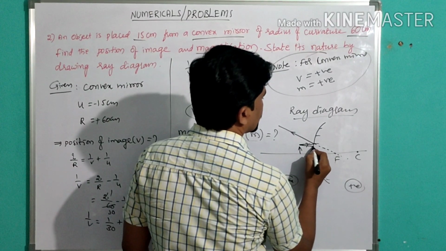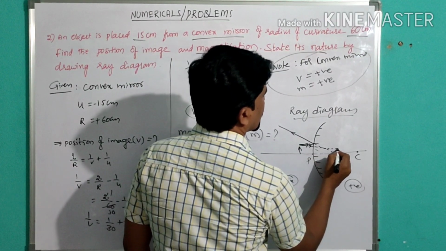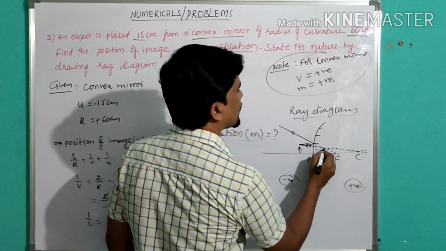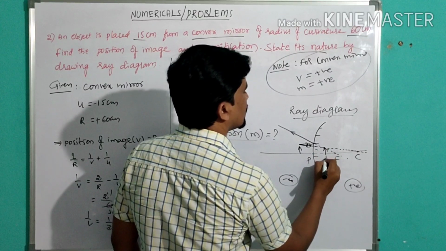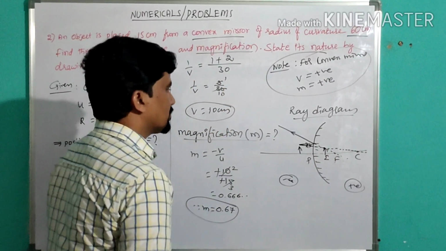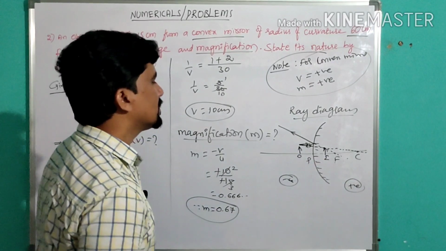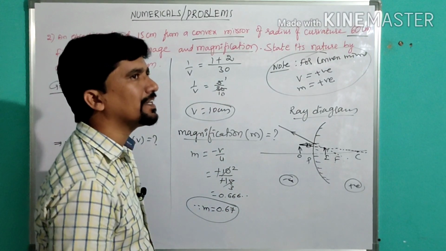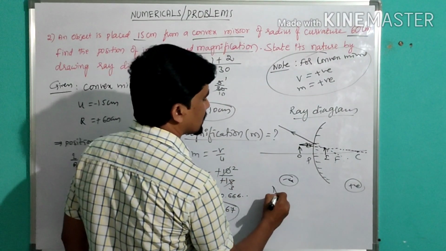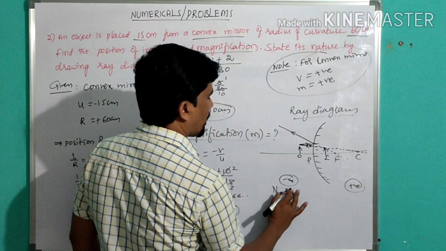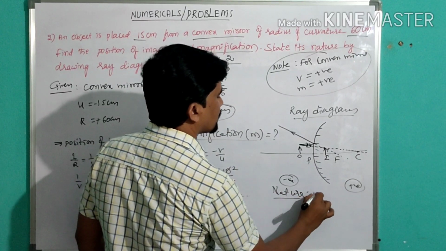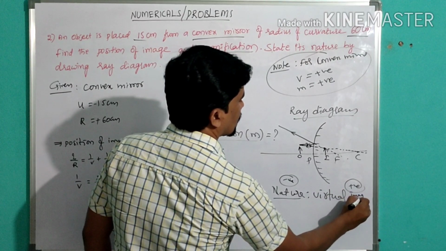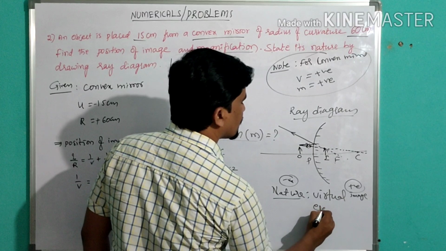Next, the incident ray which is directed towards the center of curvature gets back along the same path. Here these two are intersecting, which gives the image. This is the object, this is the image. The image is formed in the mirror, which means it is not formed on the screen. That's why this type of image is called a virtual image. A virtual image is always an erect image.